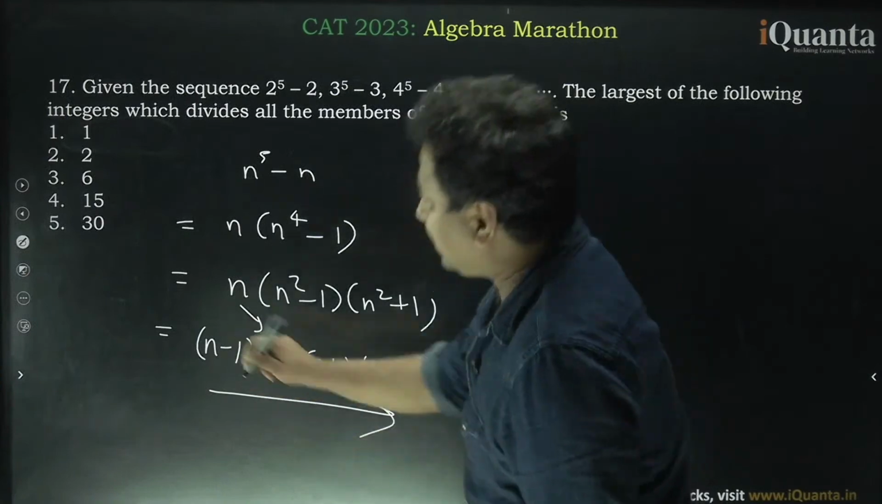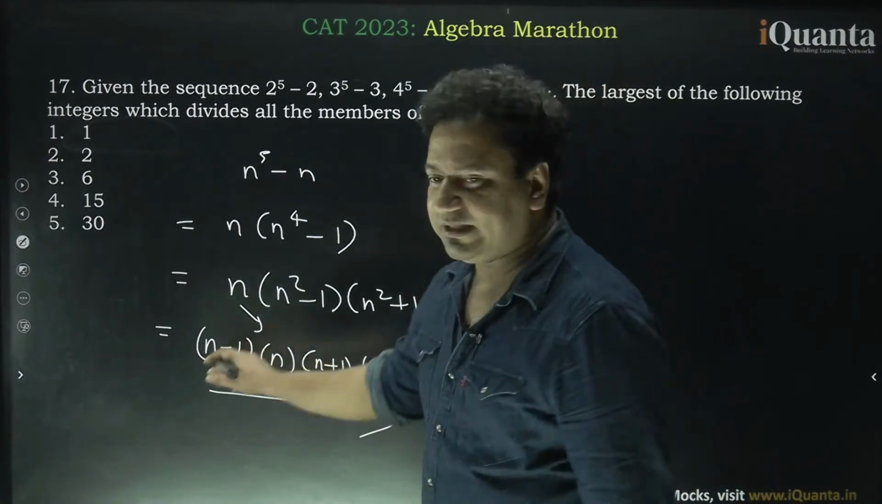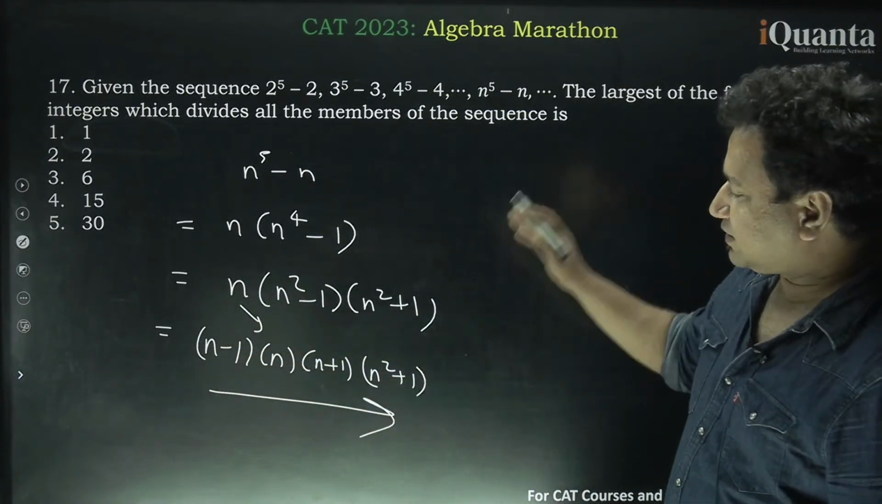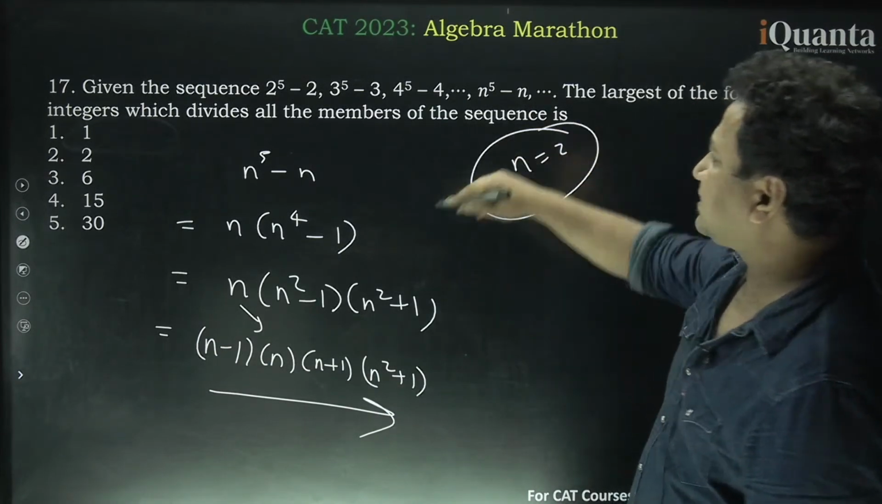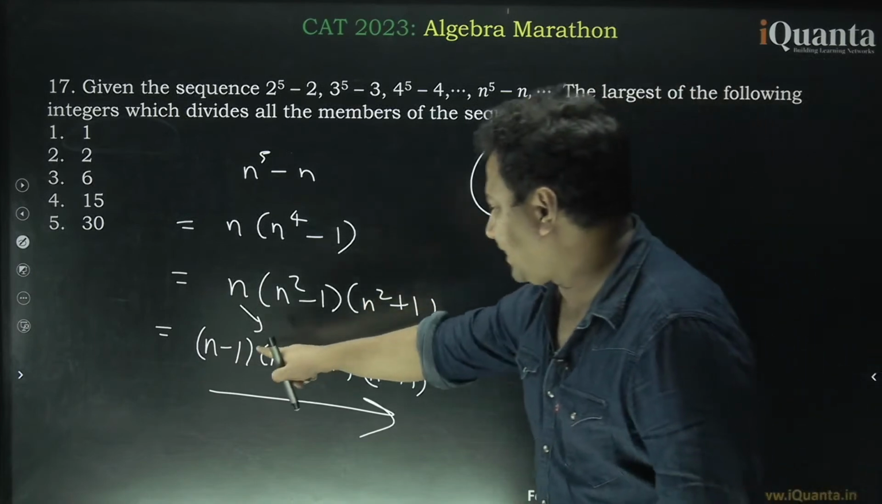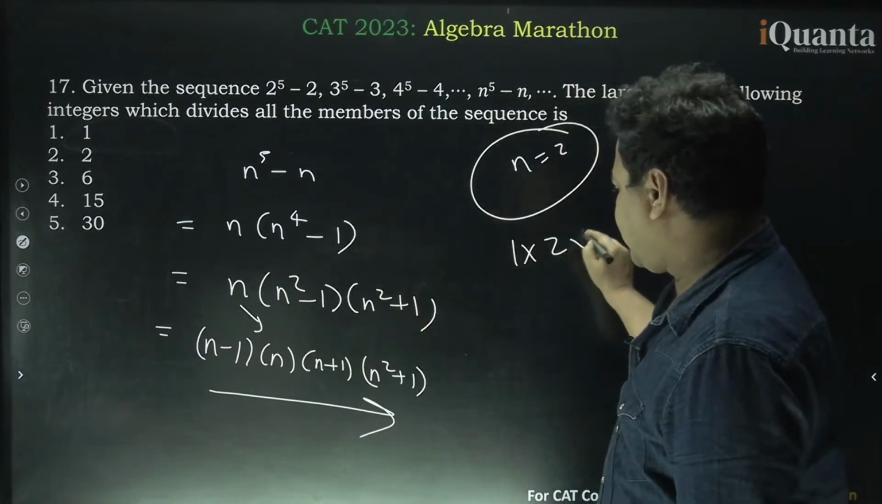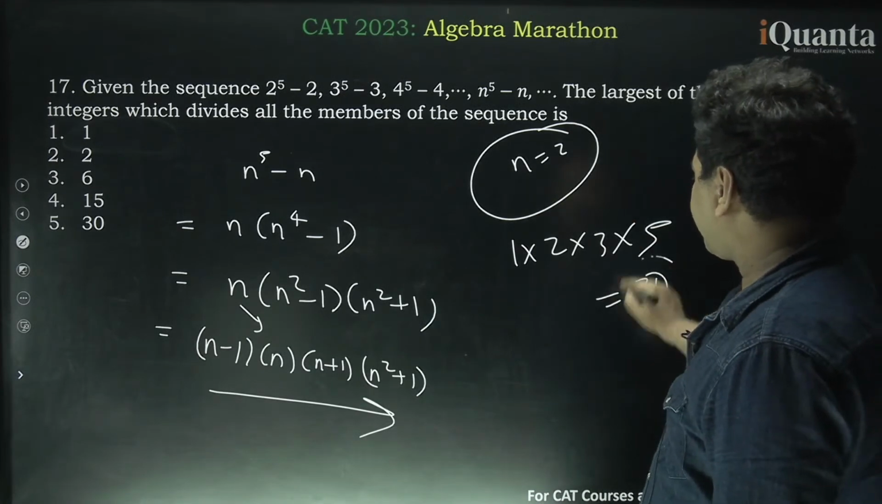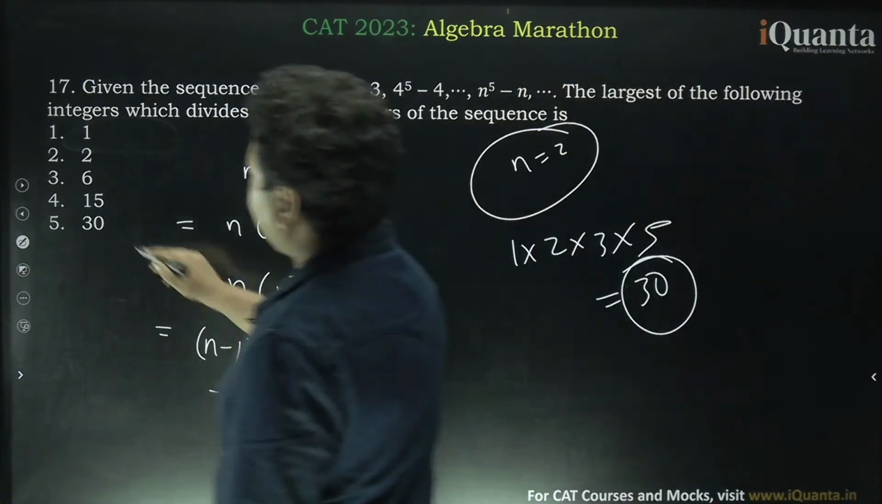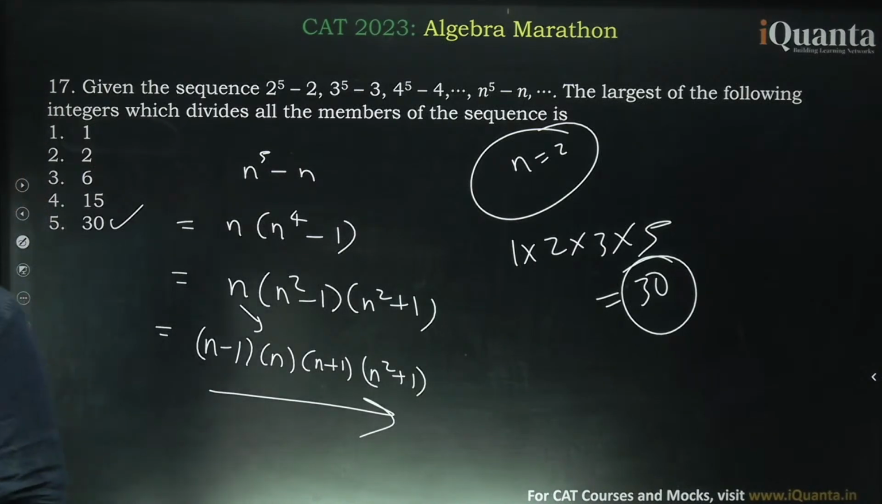I cannot put 1 over here, of course. If I put 1, this becomes 0, isn't it? So I'll put 2. When I put n as 2, I'll get 1 multiplied by 2 multiplied by 3 multiplied by 5. That comes out to be 30. 30 has to be our answer. Clear?